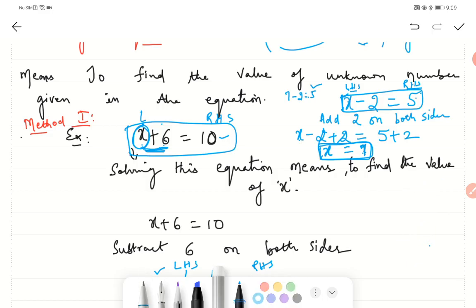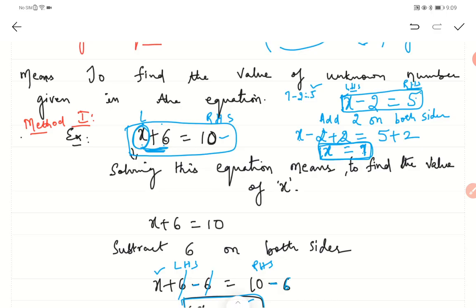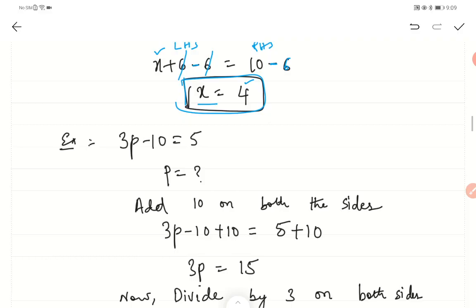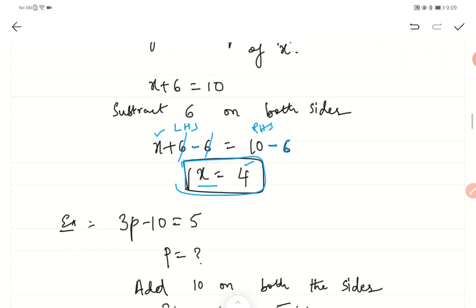We will solve many examples in our Zoom meeting. You should become a master in solving these equations, inshallah. Okay, let me take one more equation. Suppose it is given like this.